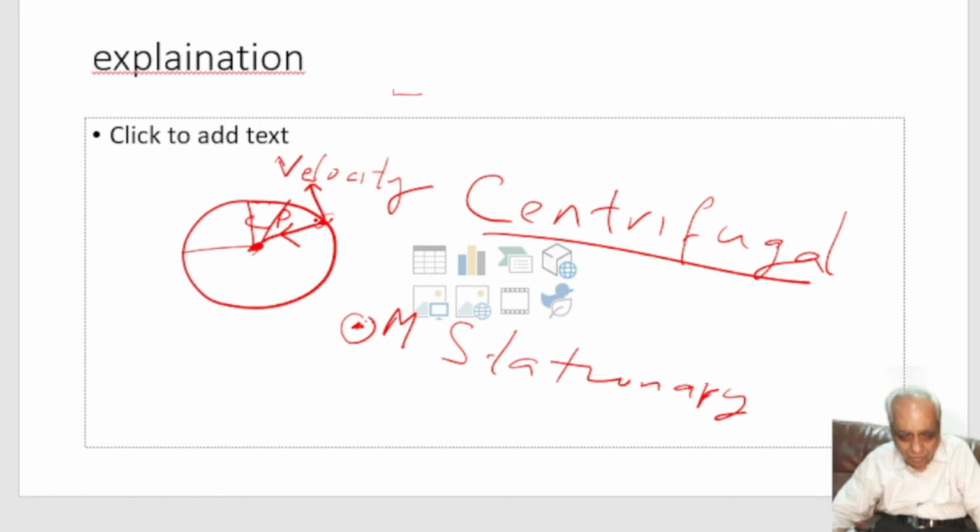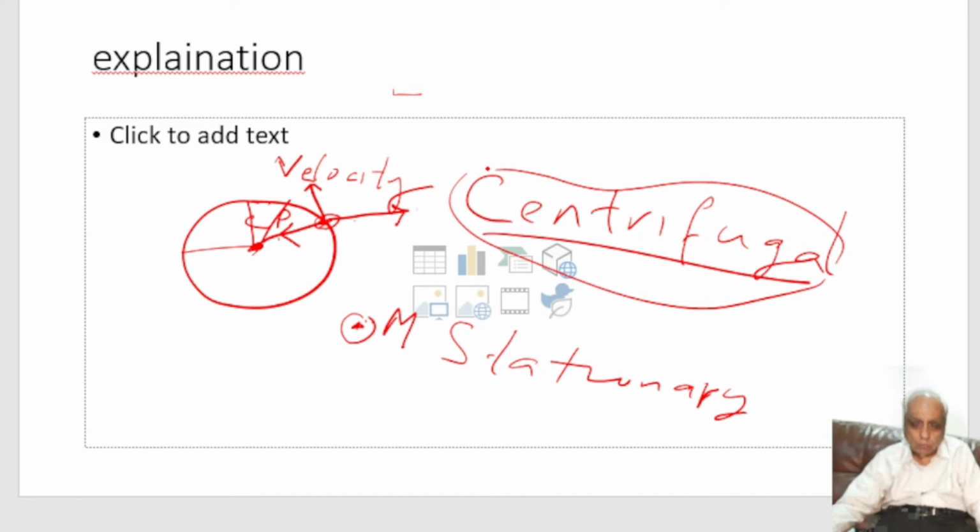So how then is this in equilibrium? So we assume that a force is acting outward which is of the same magnitude as the centripetal force, but outward. So it is opposite to centripetal, and that is called centrifugal force.